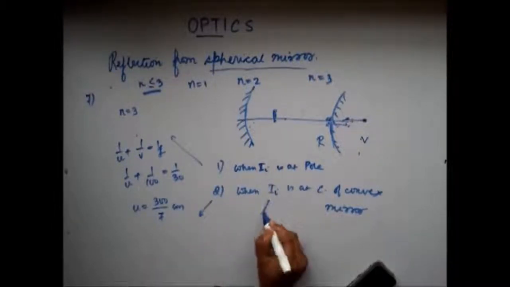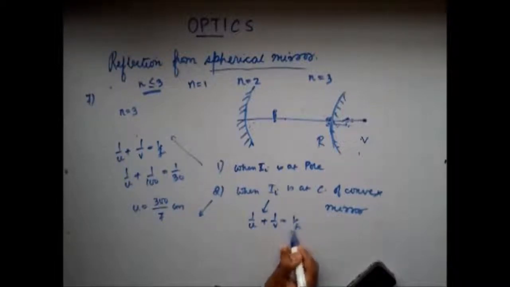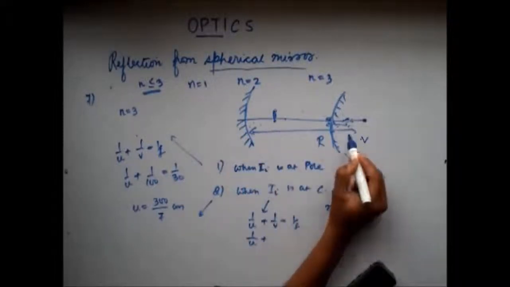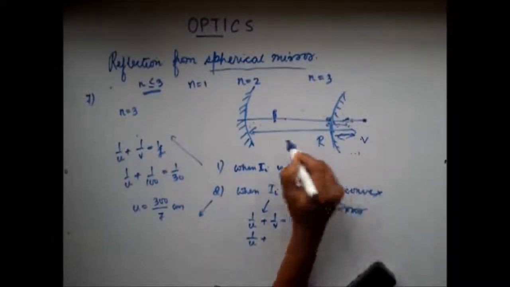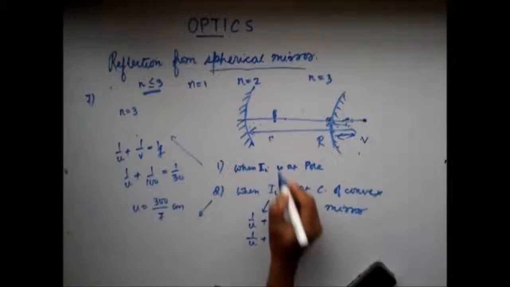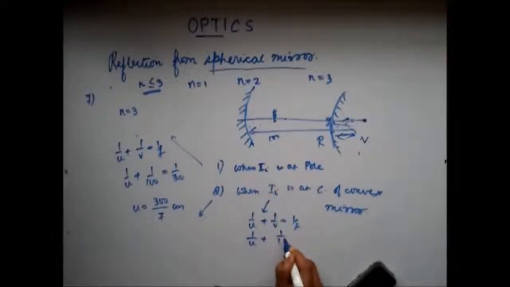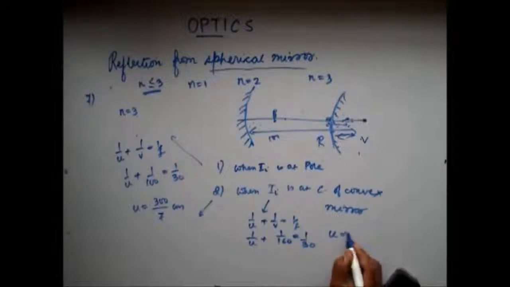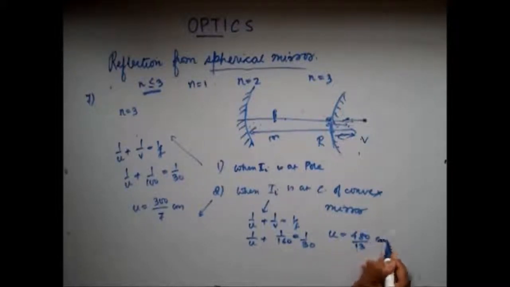Now in this case, 1 by u plus 1 by v is equal to 1 by f. What is v? v is this whole distance. This is 60. This is 100. So it's 160. From this, if you solve for u, you will get u as 480 by 13 centimeter. Okay, so these are my two answers.